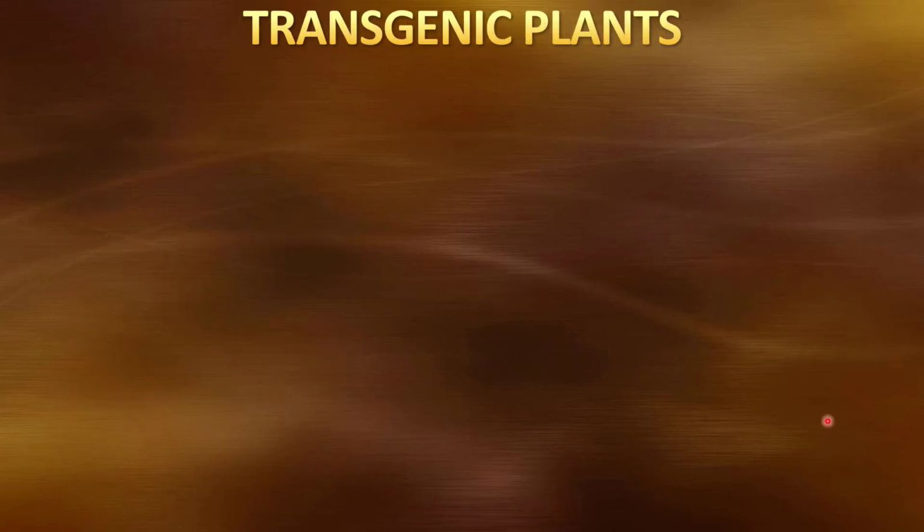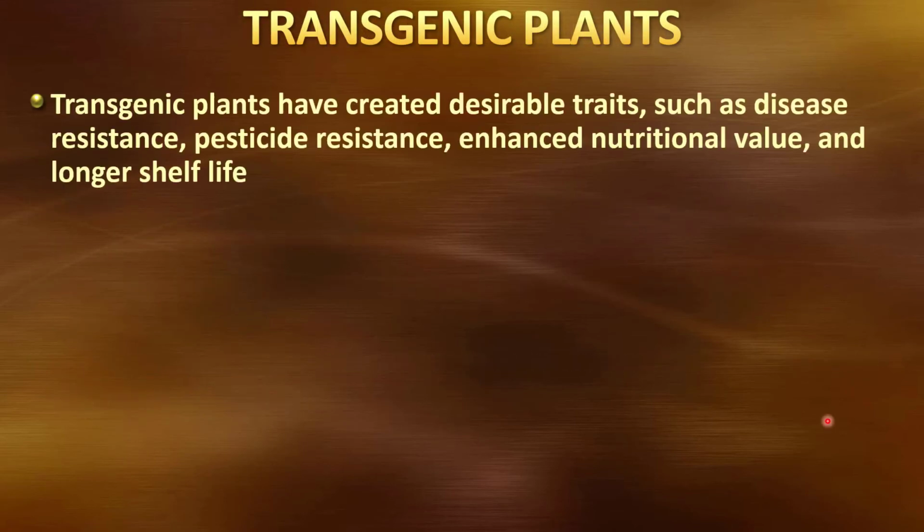We also use transgenic plants. Clearly, when we are looking at trying to genetically engineer crops for resistance to disease, resistance to pesticides, so we want to spray a pesticide on a plant, but we don't want to hurt the plant, so we want them to be able to tolerate that pesticide. We also can enhance their nutritional value, and we can make them have longer shelf life. A lot of different plants have been used incorporating genes for that effect.